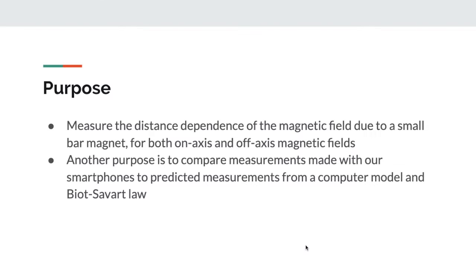My Lab 3. The purpose of this experiment was to measure the distance dependence of the magnetic field due to a small bar magnet for both on-axis and off-axis magnetic fields. Another purpose is to compare measurements made with our smartphones to predicted measurements from a computer model in the Biot-Savart law.